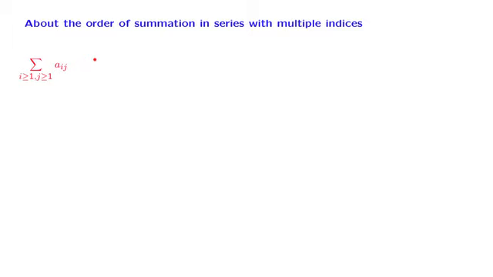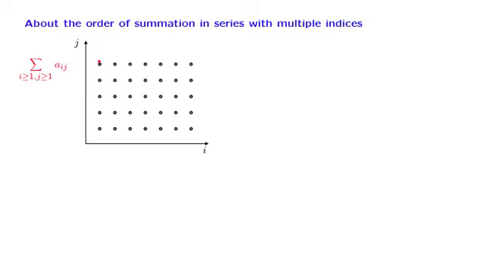So what does this sum represent? We can think of it as follows. We have here a two-dimensional grid that corresponds to all the pairs i, j, and in essence, each one of those points corresponds to one of the terms that we want to add. So we can sum the different terms in some arbitrary order.